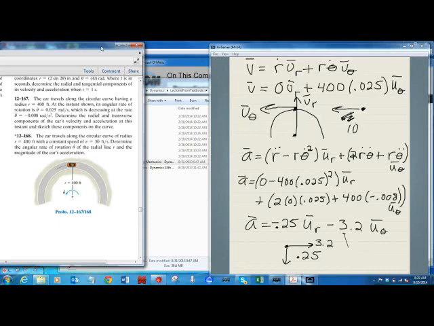Okay. What is the 2.25? What's the normal component of acceleration? Where's the tangent? You know where the tangent is? Right? There's the tangent. Where's the normal? How do you find the normal?